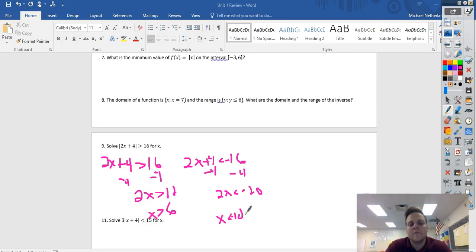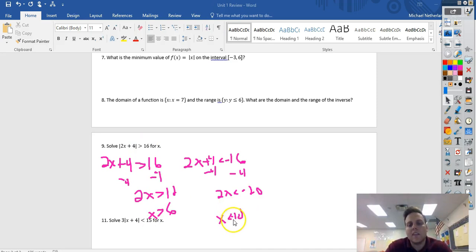Okay. So now, all you got to do is check them. So give me a number that's greater than 6. That's right, like 7. 7 is greater than 6, right? So if you were to plug in 7, you get 2 times 7, which is 14. 14 plus 4, which is 18, is the absolute value of 18. What is the absolute value of 18? Just 18. So is 18 greater than 16? Yes, it is. So this is good.